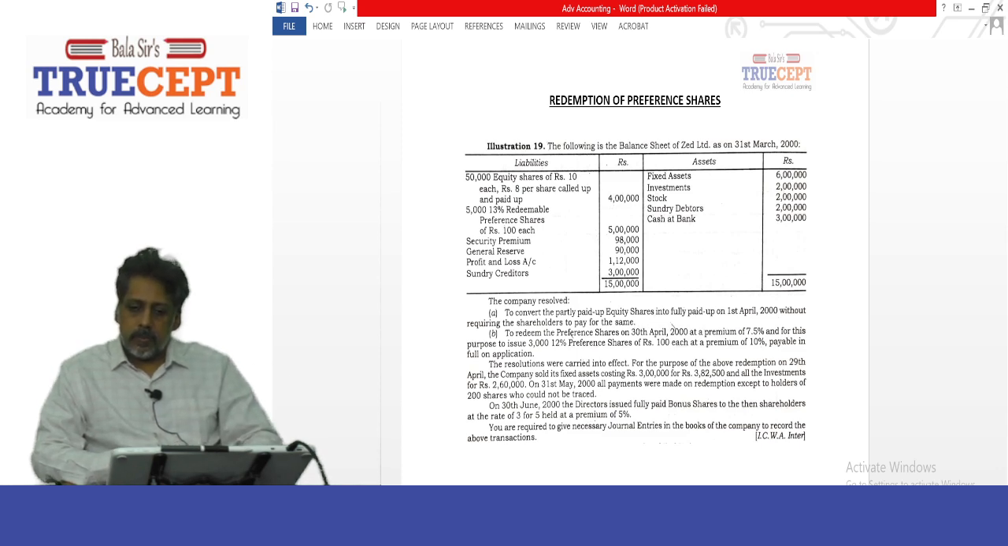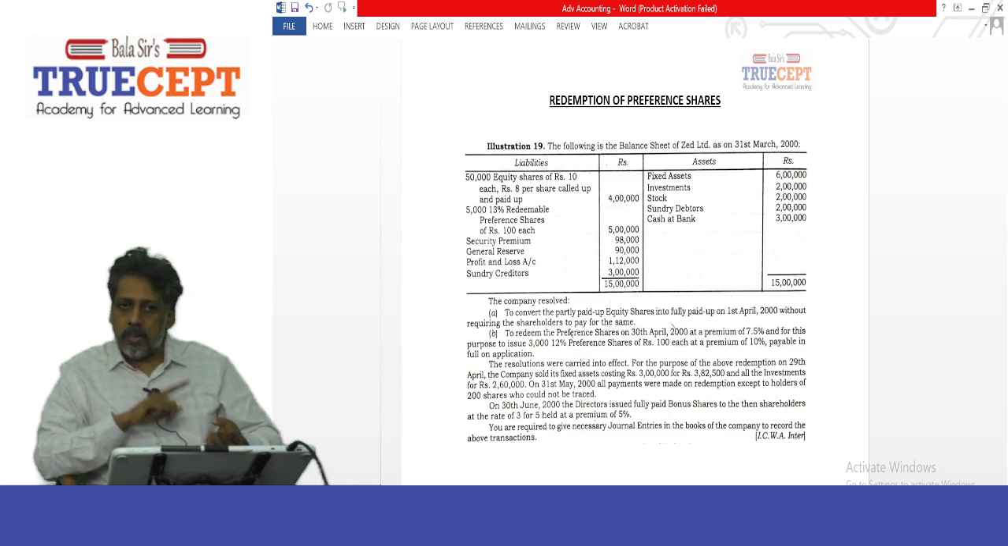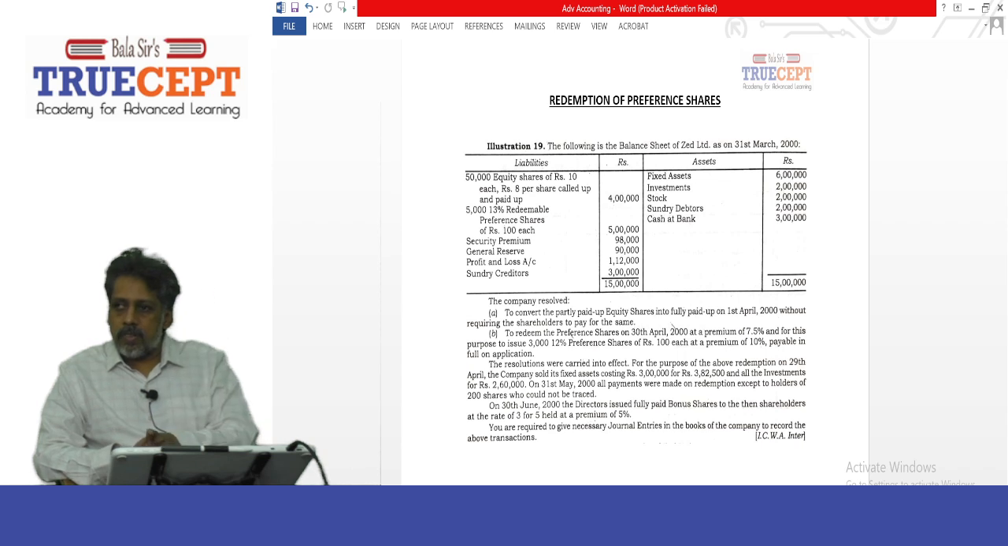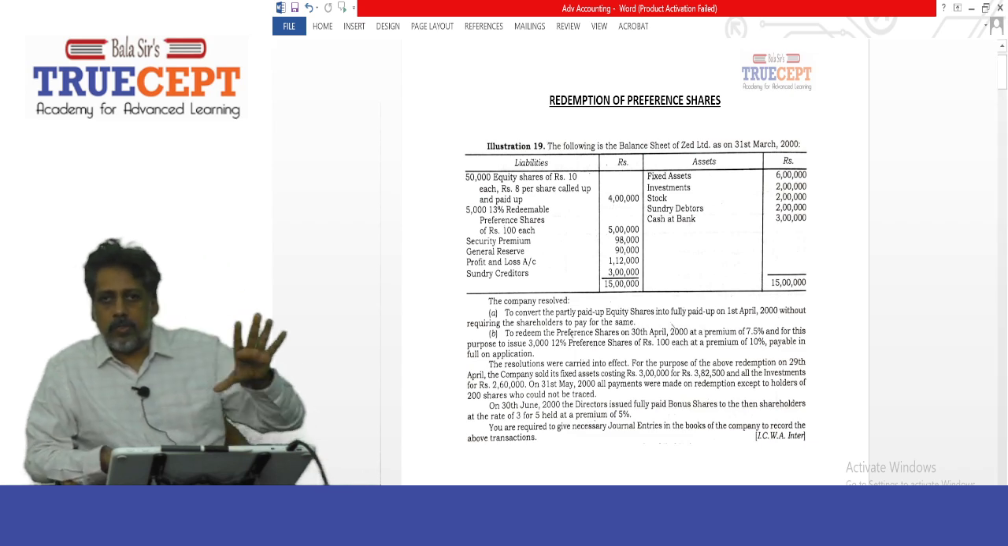Next, 5,000 13% redeemable preference shares of rupees 100 each, 5 lakh. Securities premium 98,000, general reserve 90,000, profit and loss account 1,12,000. So guys, have these numbers in your mind. What is the balance in general reserve? 90,000. And what is the balance in securities premium? 98,000 rupees. And what is the balance in profit and loss account? 1,12,000, which is nothing but the surplus, or we also call it retained earnings. Have this in mind, right?